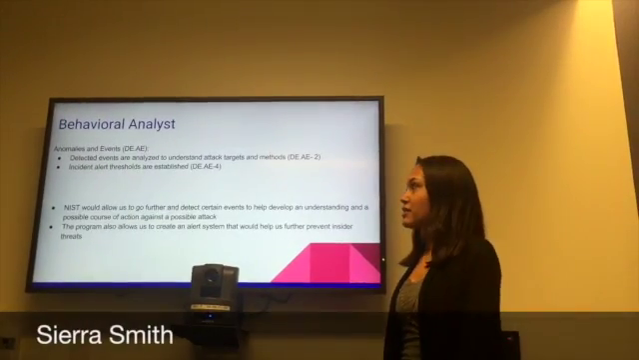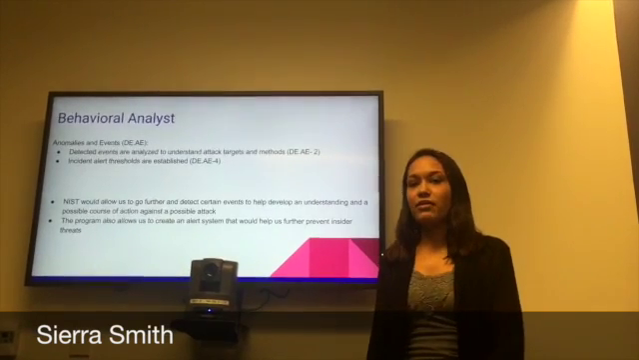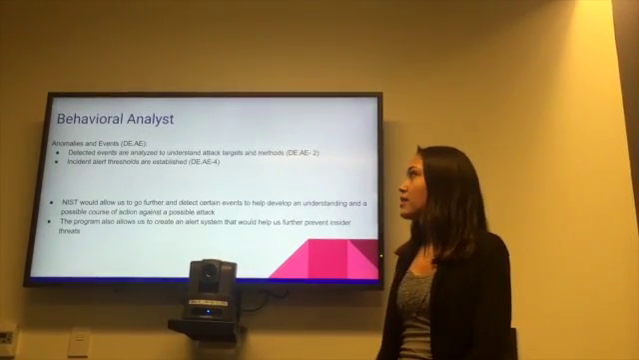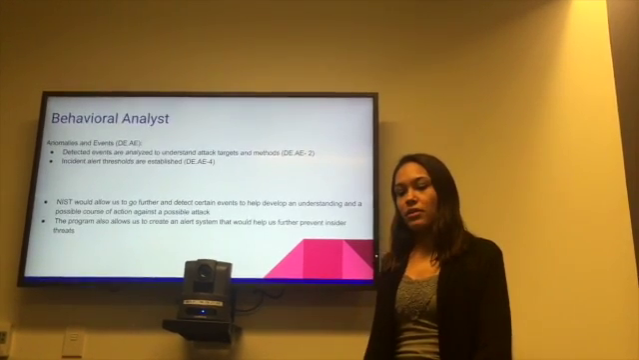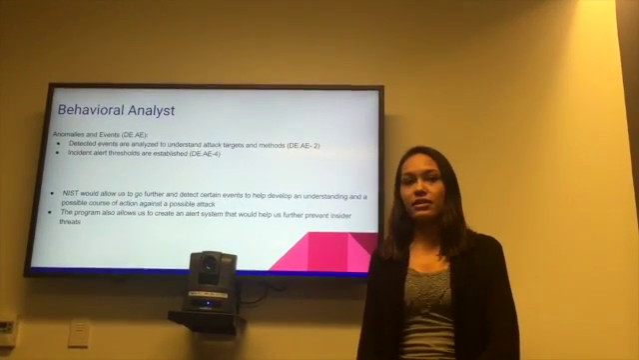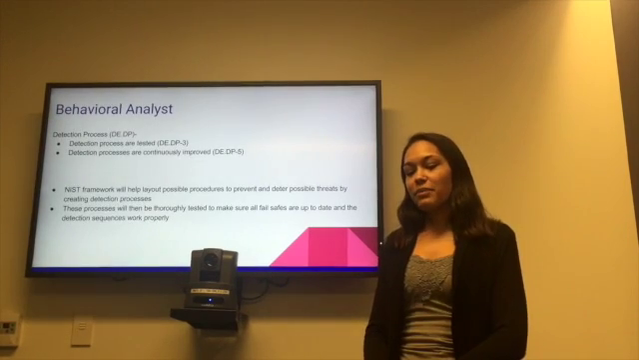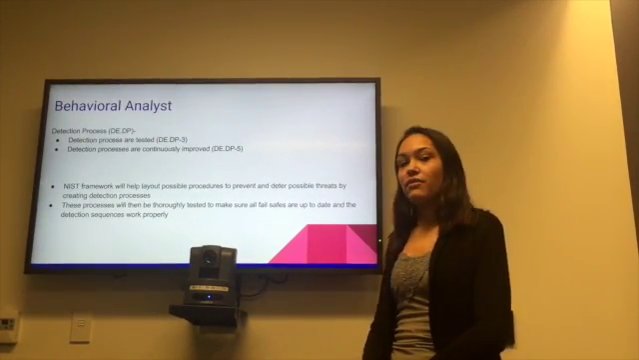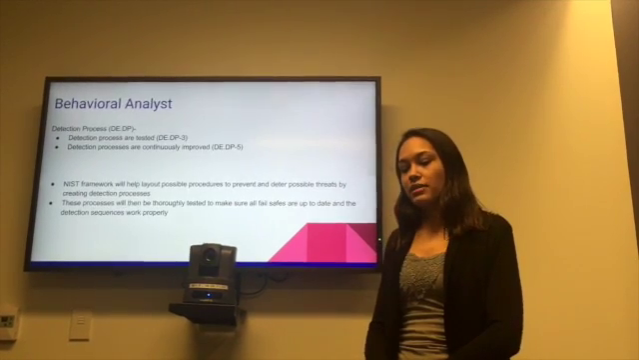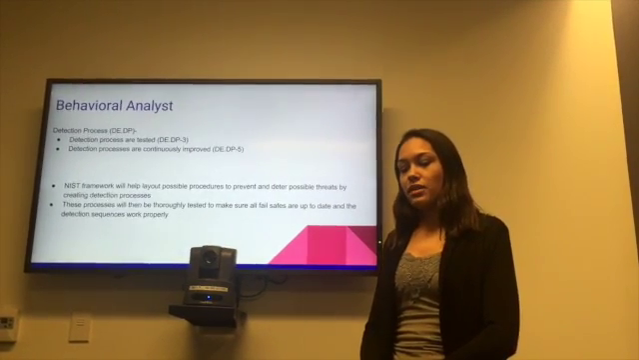The behavior analyst under the anomalies and events portion of the NIST framework detects events that are analyzed to understand attack targets and methods, along with including alert thresholds that are established. Continuing with the behavioral analyst, under the detection process portion of the NIST framework, detection processes are tested along with continuously improved.